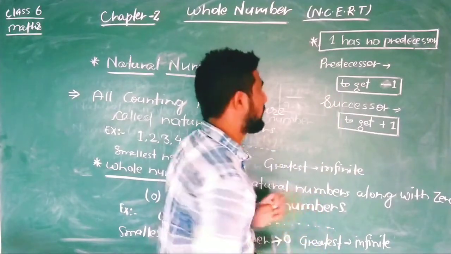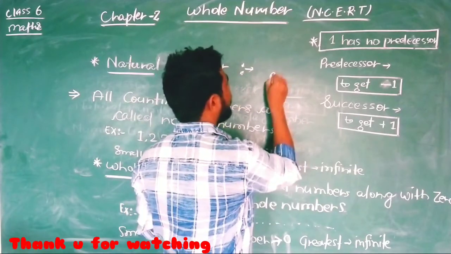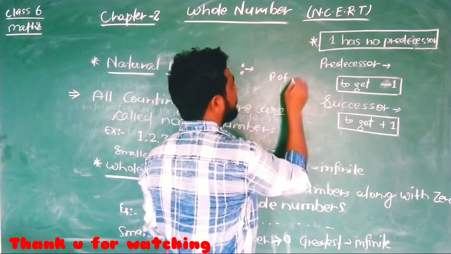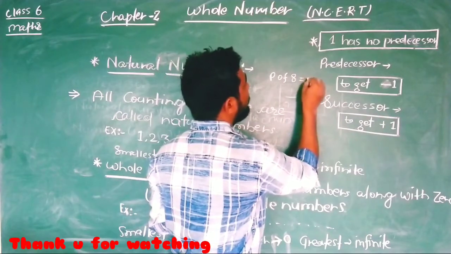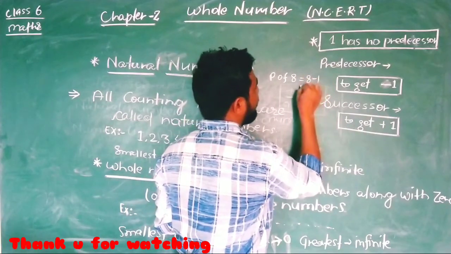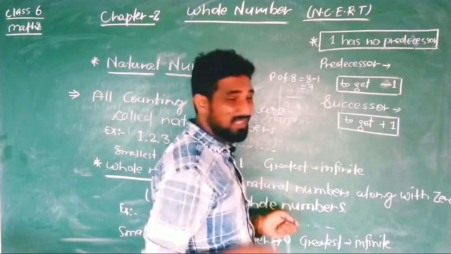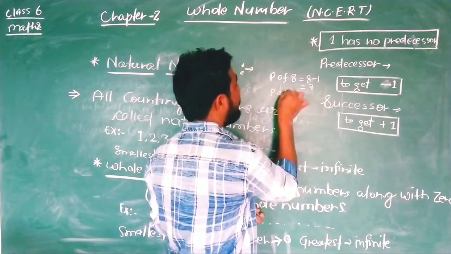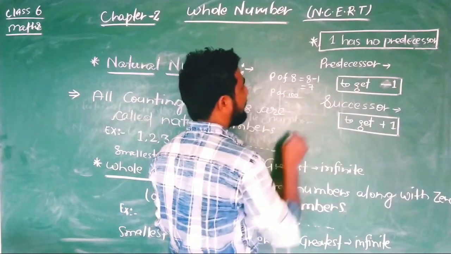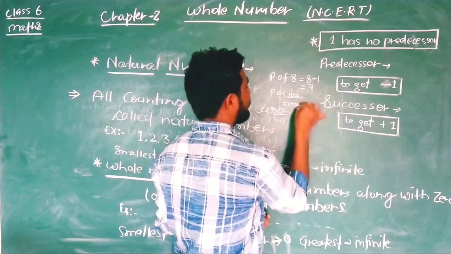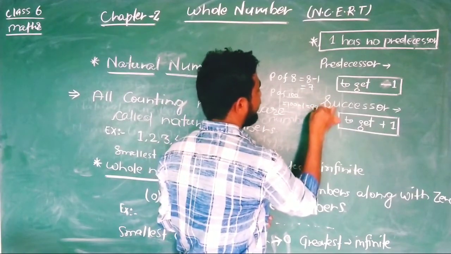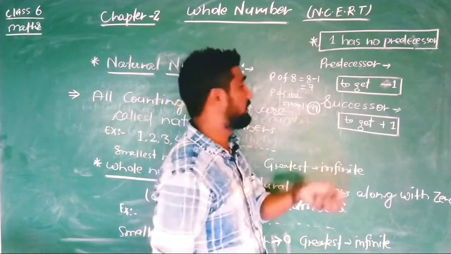Not understood? Suppose you have to write the predecessor of 8. So what to do? We subtract 1 from 8. So 8 minus 1, what will it be? 7. If you have to write the predecessor of 100, then how to write? 100 minus 1 will be 99. So 99 will be the predecessor of that number.